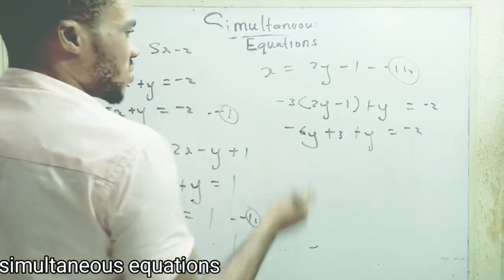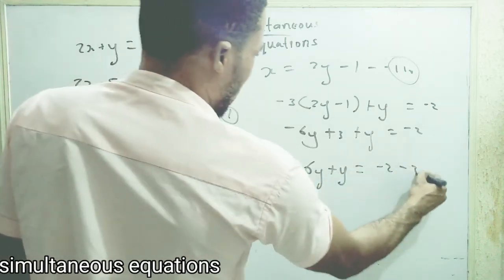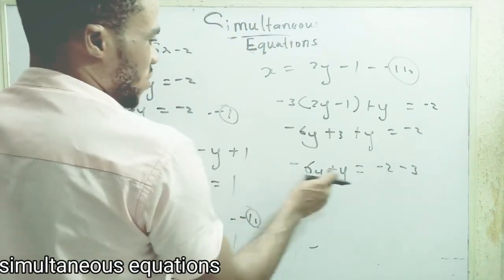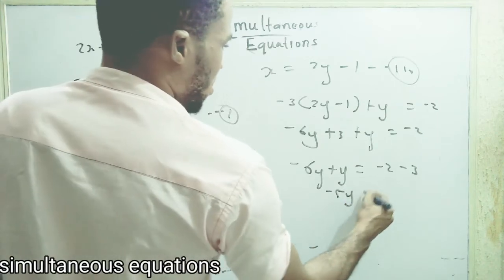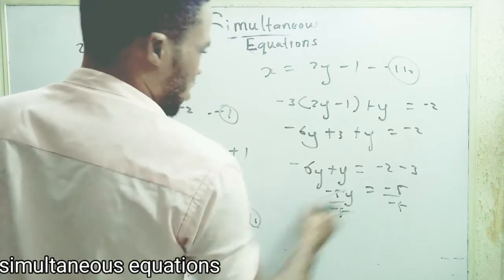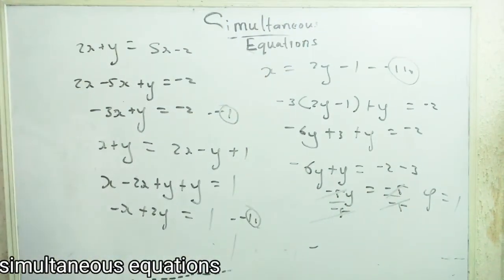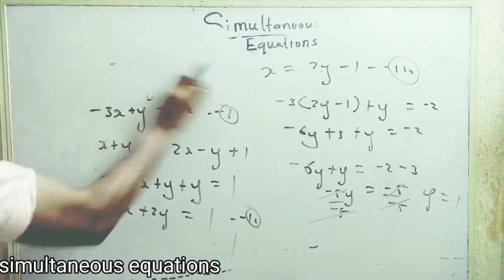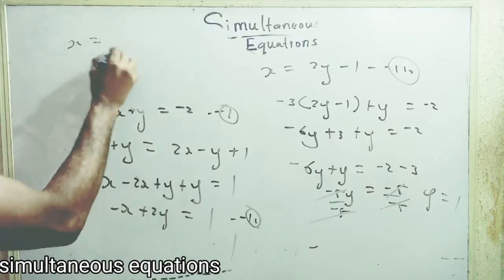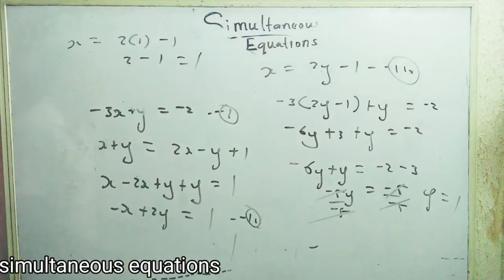Now from that point, I will group like terms. Minus 6y plus y is equal to minus 2 minus 3. So minus 6y plus y gives me minus 5y equals minus 5. Both sides are minus 5, so this will cancel. y is equal to 1. When y is equal to 1, put that 1 in equation 3 to get the value of x. So x is equal to 2 bracket 1 minus 1, 2 minus 1 is equal to 1. So y is 1, x is 1 as well.